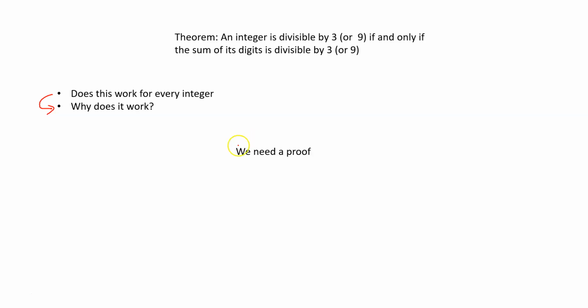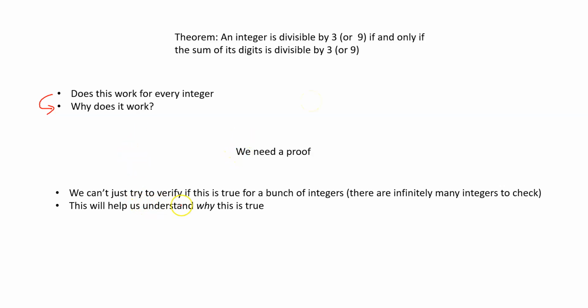But to do that, we need some kind of proof, okay? It's important to understand that I can't just choose a whole bunch of numbers, look for a pattern and see if it's true. Don't get me wrong, that's not a bad way to conjecture and come up with a reasonable idea of why this might be true. But we need to actually come up with a more generalized proof, and we're going to go through that. This will also help us understand why this is true.